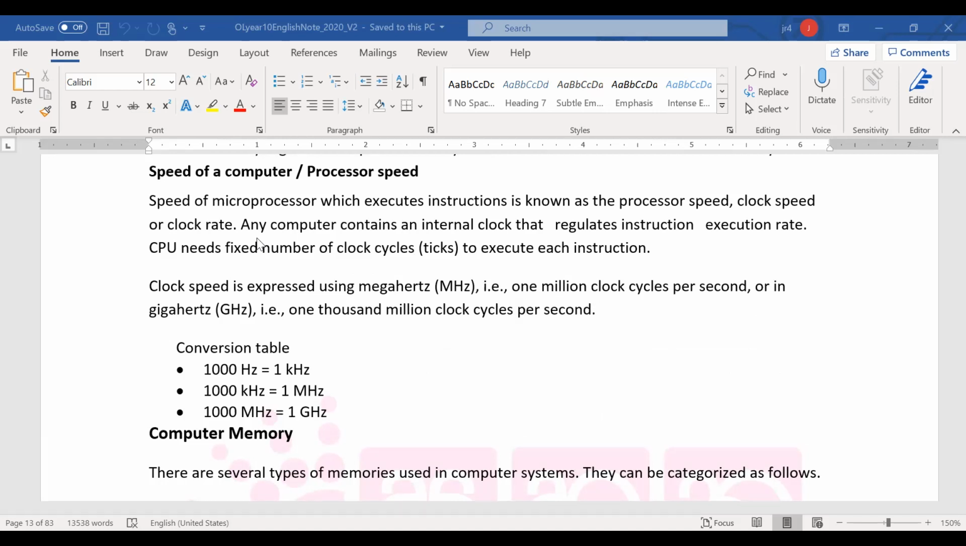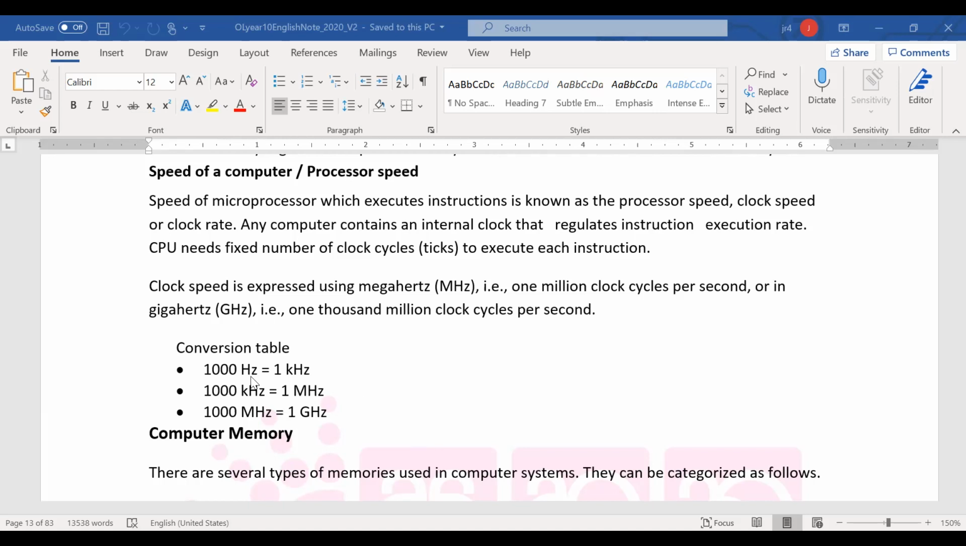Now, for example, if you take the number of calculations a computer can perform within one second, we can use hertz. That means the number of clock cycles per second. Or else you can go for 1 million, which we call megahertz, or in billions, 1,000 million, which we call gigahertz.